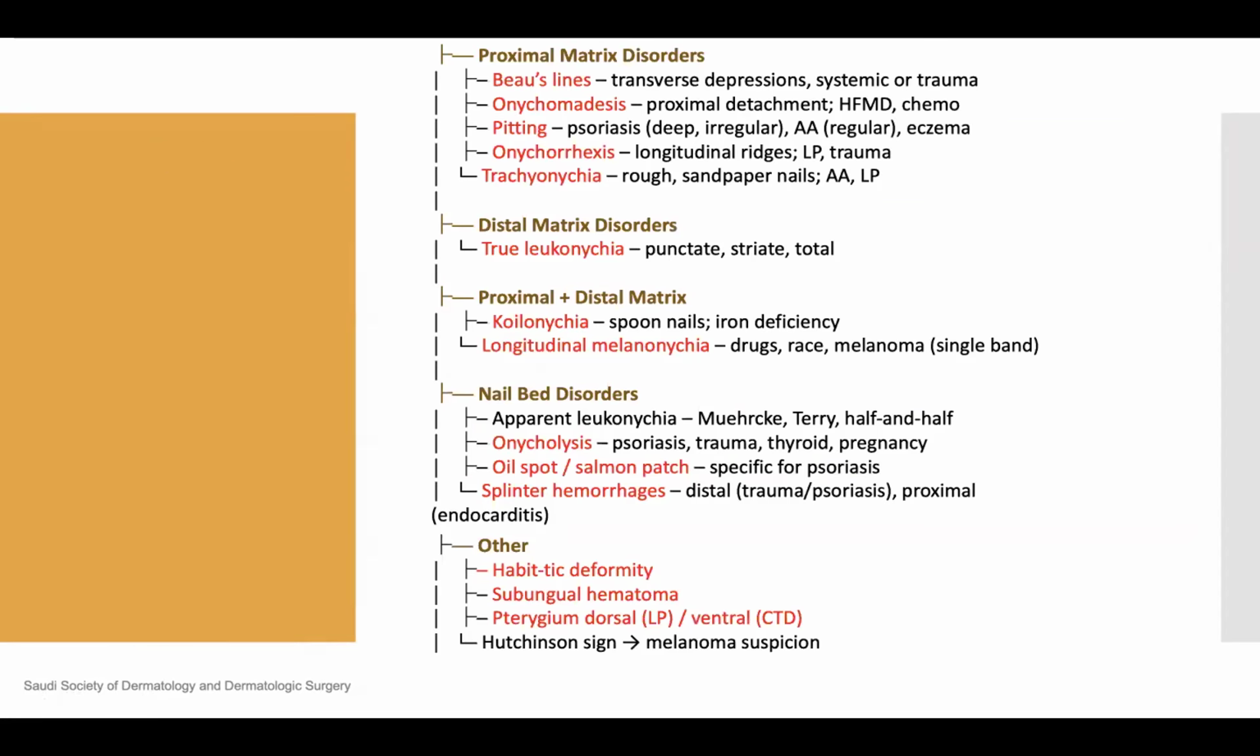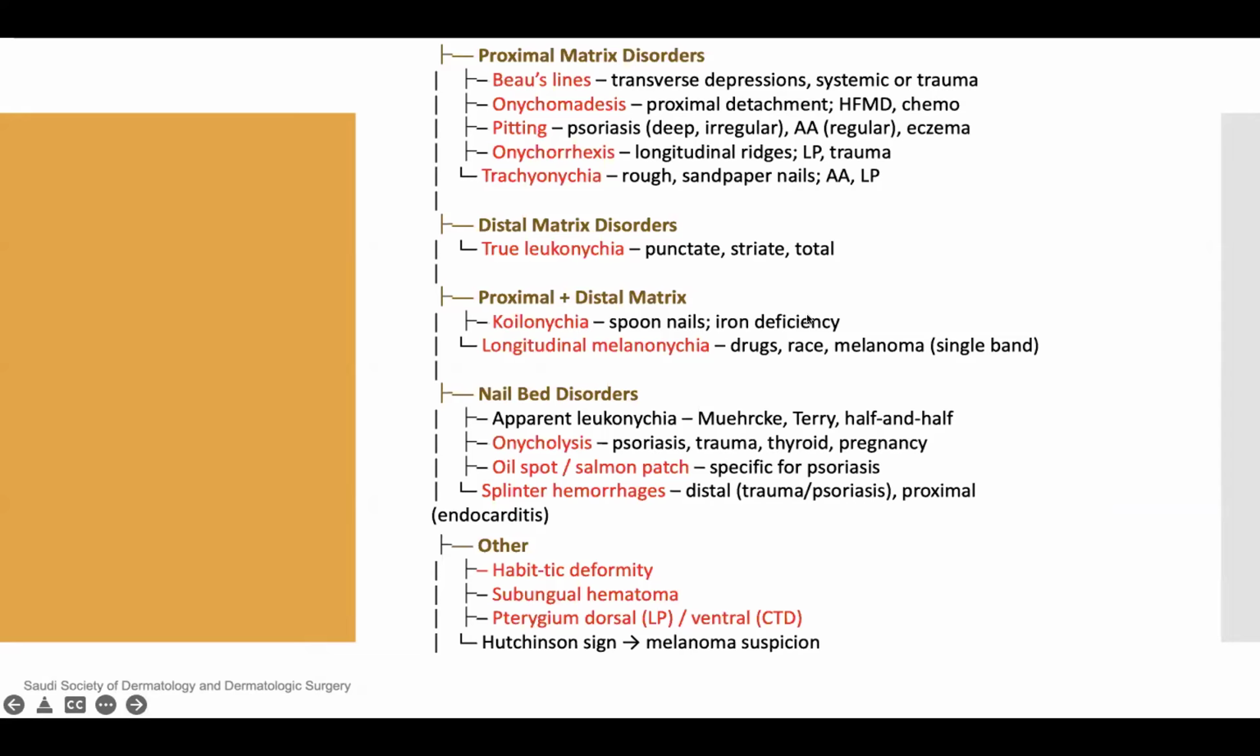Okay, so this is the summary about the nail disorders. As we mentioned, proximal matrix disorders: Beau's lines, onychomadesis, pitting, onychorrhexis, and trachyonychia. While distal matrix, we have the true leukonychia and 3 subtypes, punctate, striate, and diffuse or total. Proximal and distal matrix, we have the koilonychia, spooning of the nail.